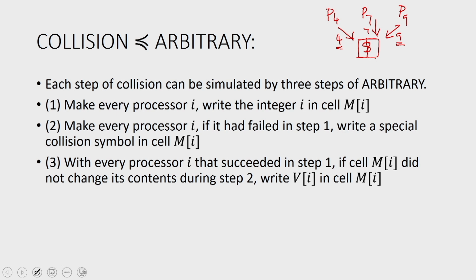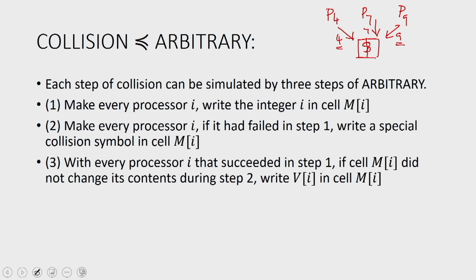It knows that it had succeeded in the first step. At the end of the first step, it had 7 in the location. It had managed to write 7 in the location. But now, when it looks at the location, it finds the collision symbol. Then it realizes that the collision symbol appeared in that location because there were some conflicting processors which in turn came in the second step and wrote the collision symbol, overwriting the value which it had put in. Therefore, processor 7 now realizes that there was a conflict.